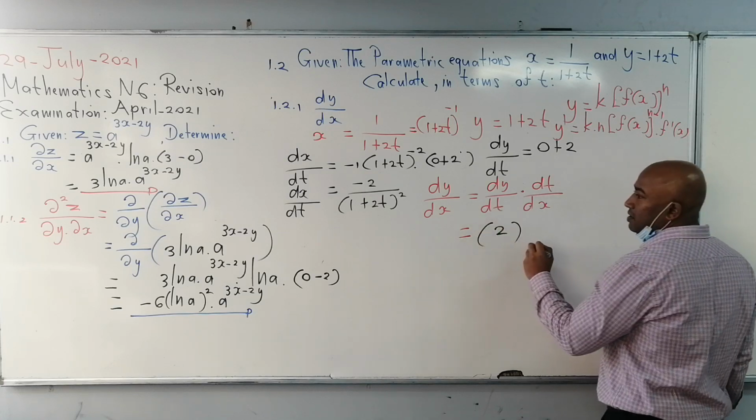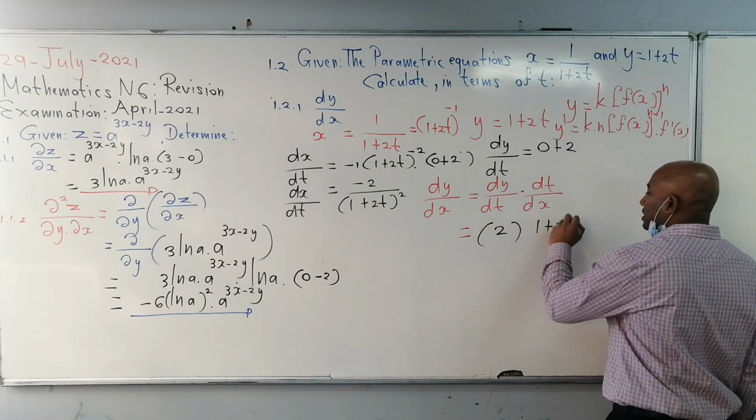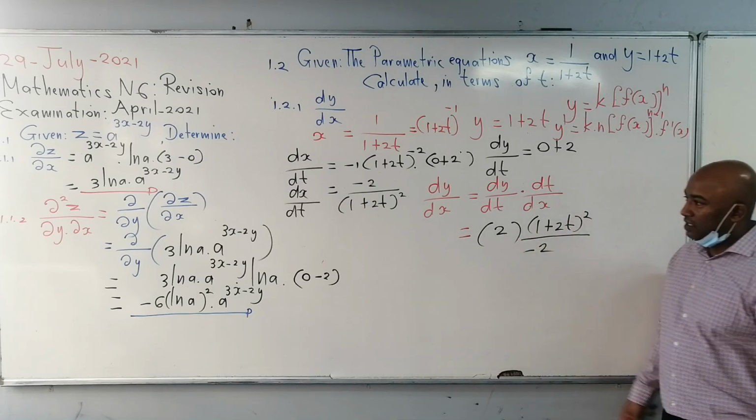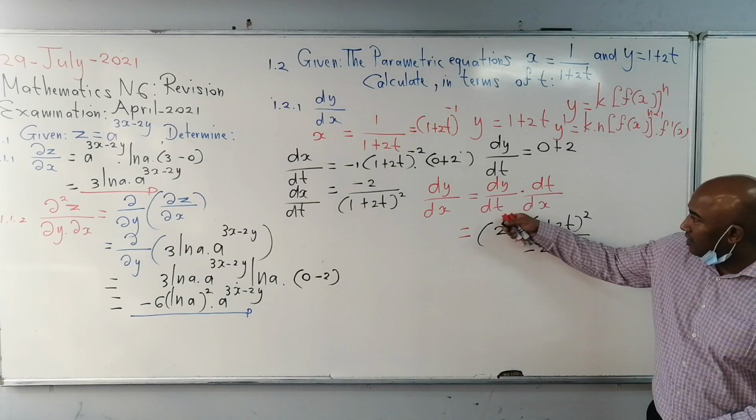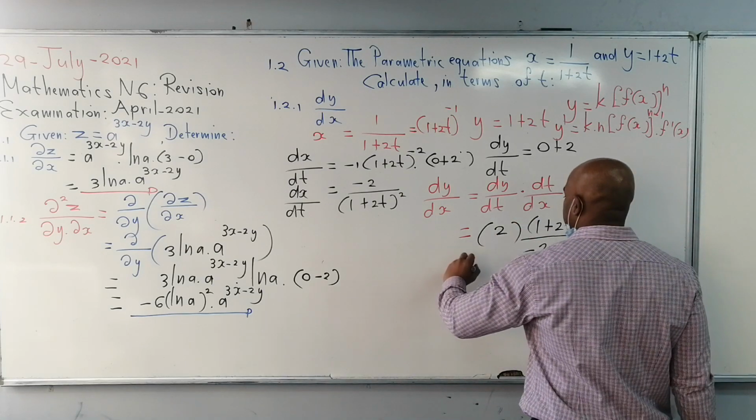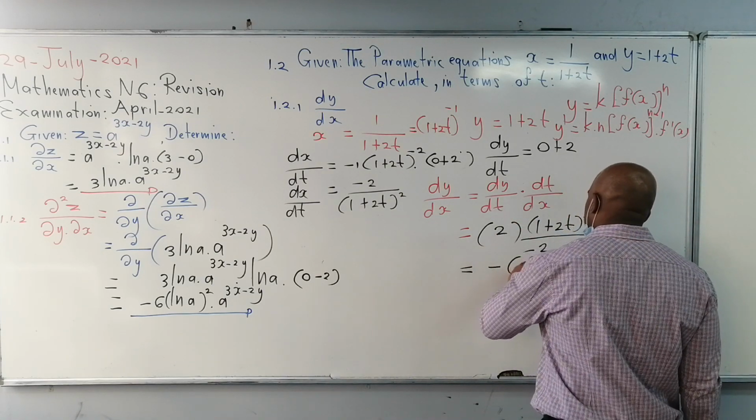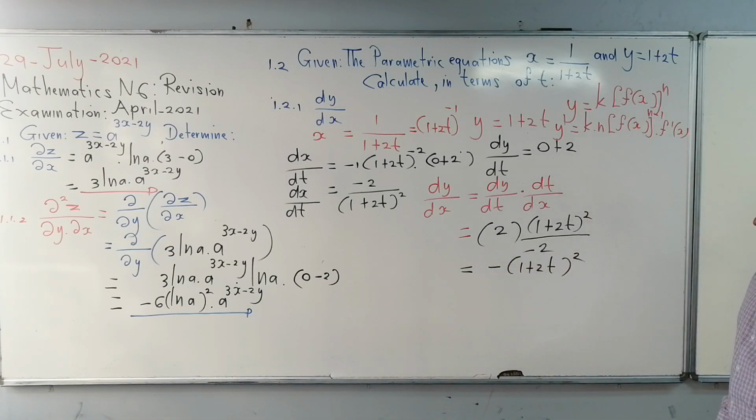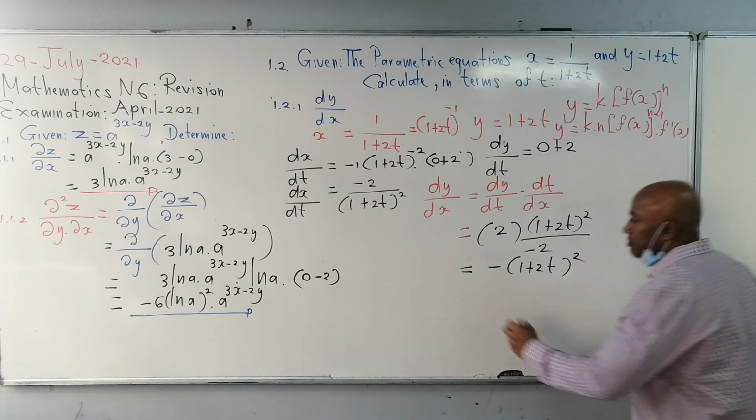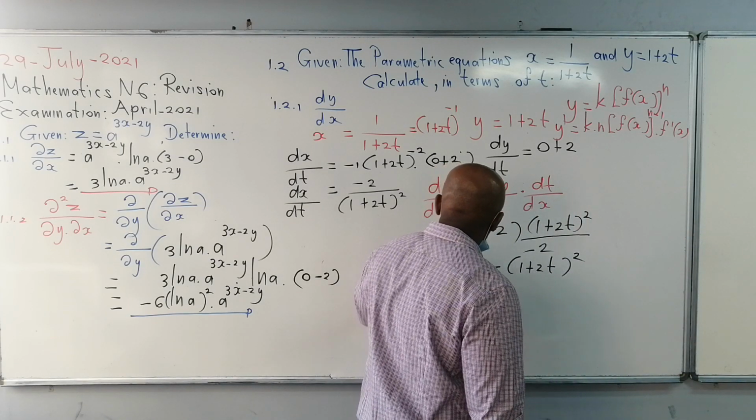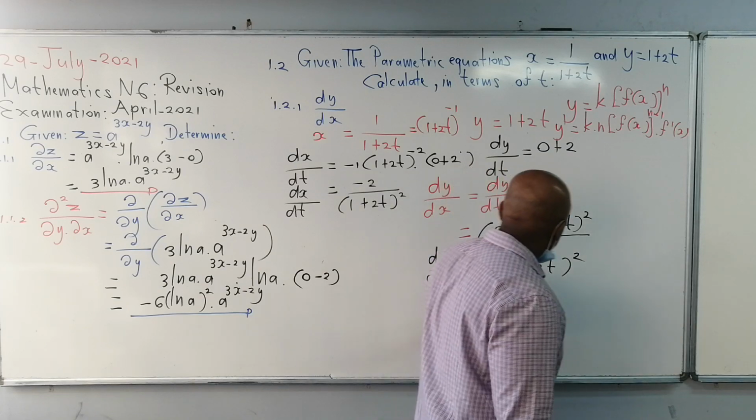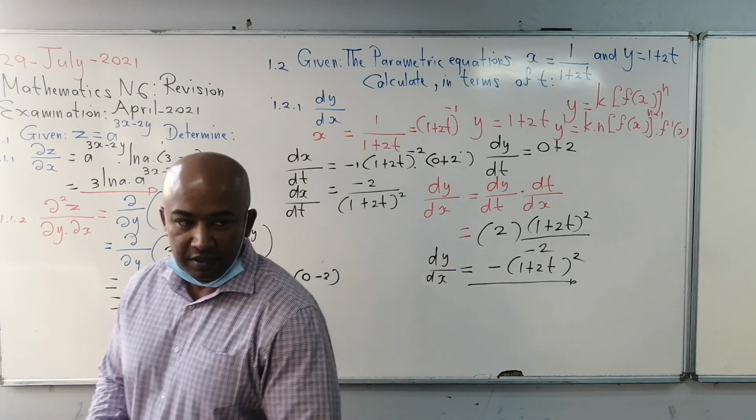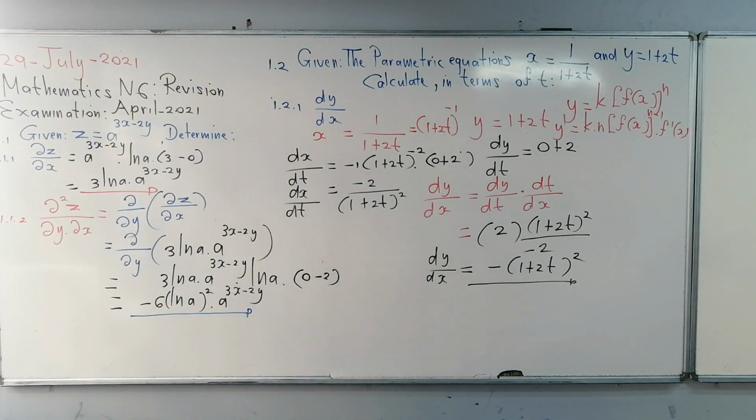So that's going to be 2 times dt over dx. It will be 1 plus 2t all squared, all divided by minus 2. So what happens here? 2 and 2 cancel, I end up with minus 1 plus 2t all squared. That's all. Right, so that is my dy over dx. That is the answer to this one. Alright, now we move to the second derivative.